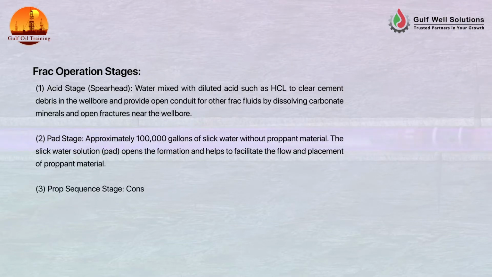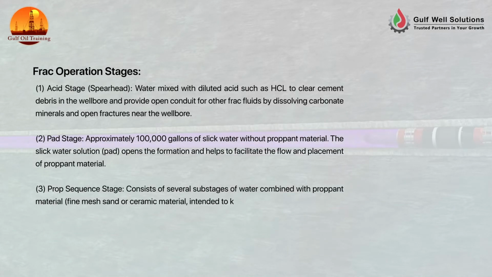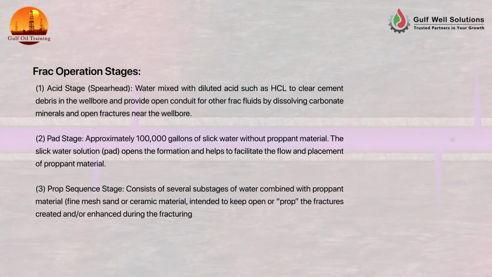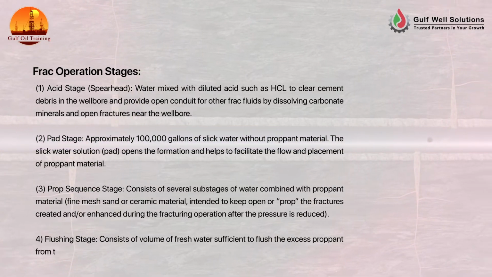3. Prop sequence stage, consists of several substages of water combined with proppant material, fine mesh sand or ceramic material, intended to keep open or prop the fractures created and/or enhanced during the fracturing operation after the pressure is reduced. 4. Flushing stage, consists of a volume of fresh water sufficient to flush the excess proppant from the wellbore.